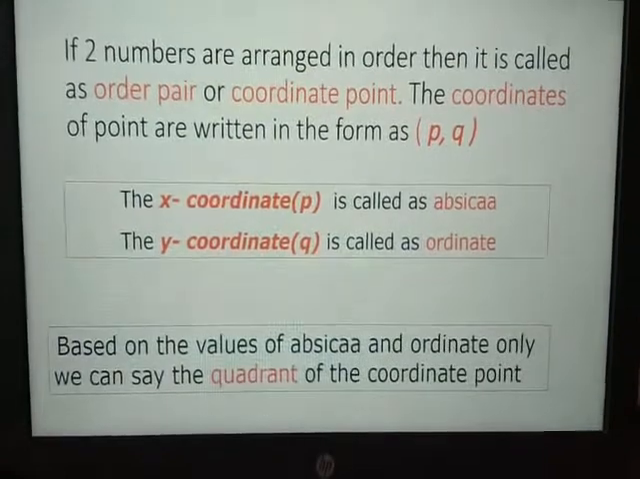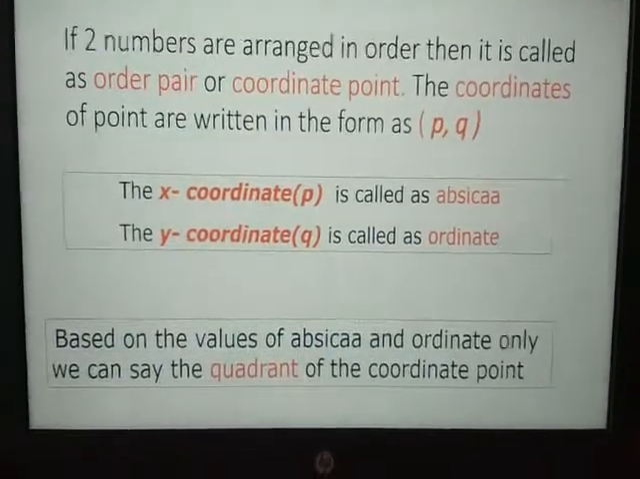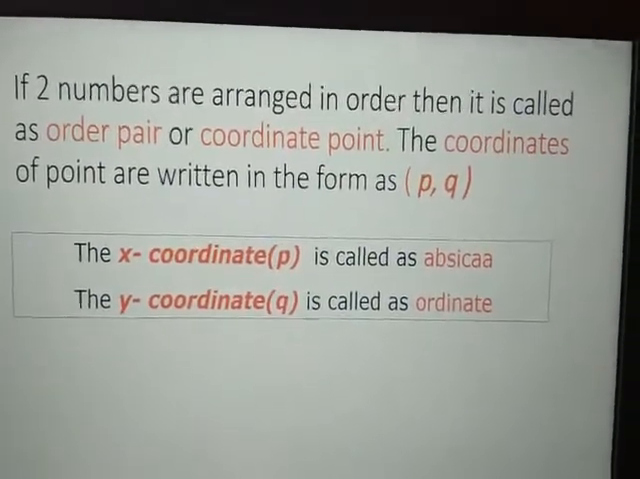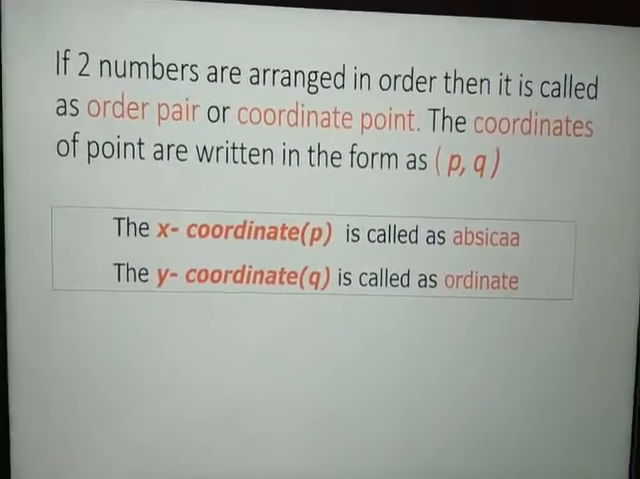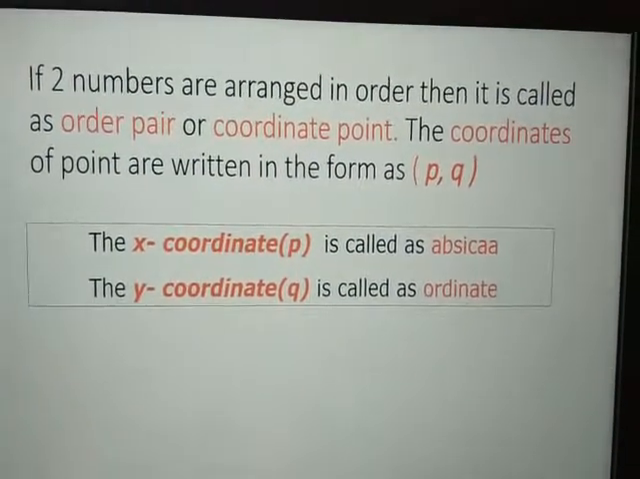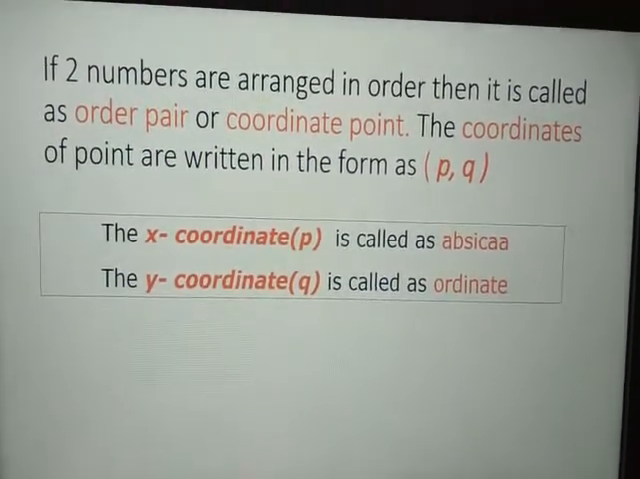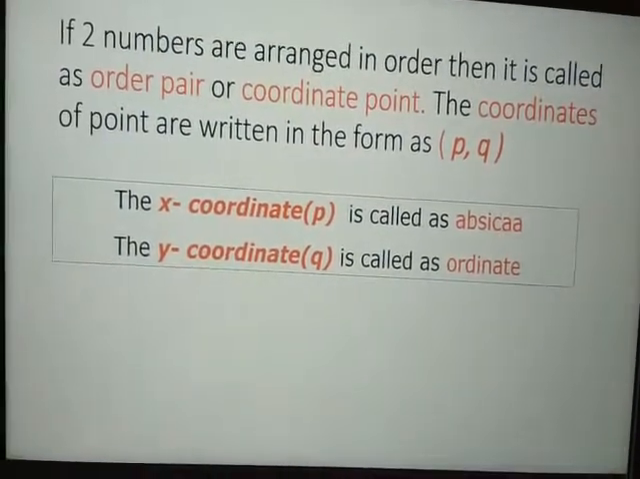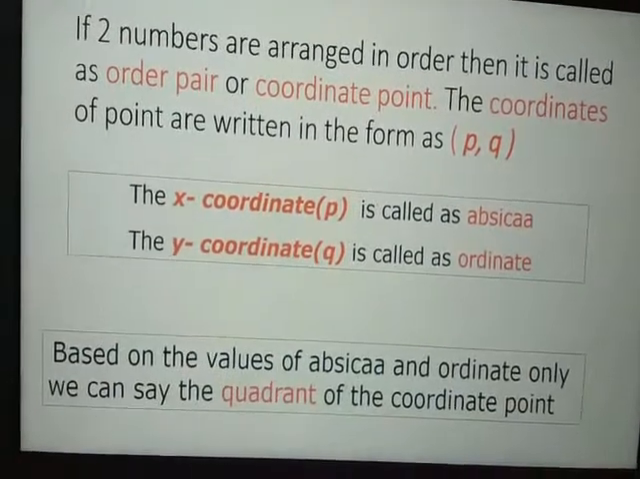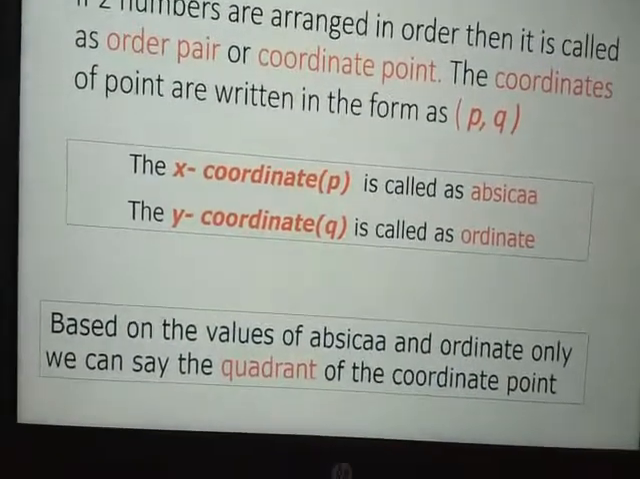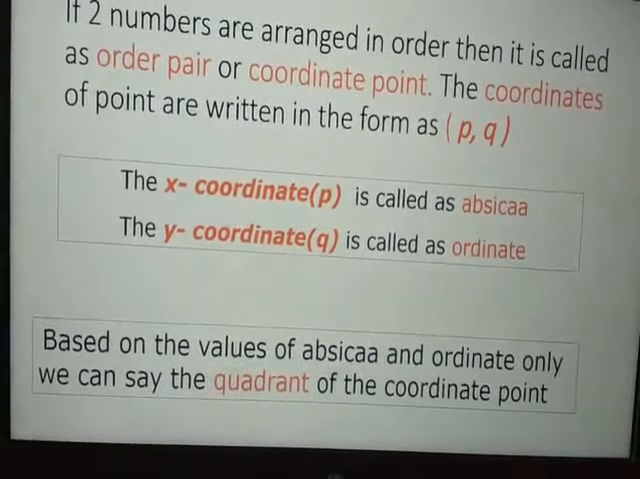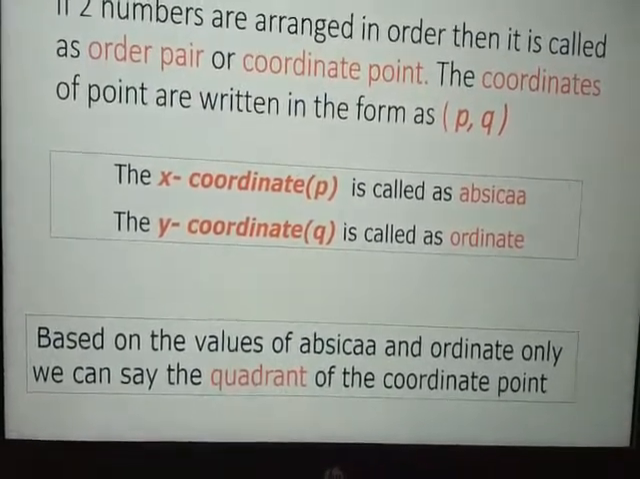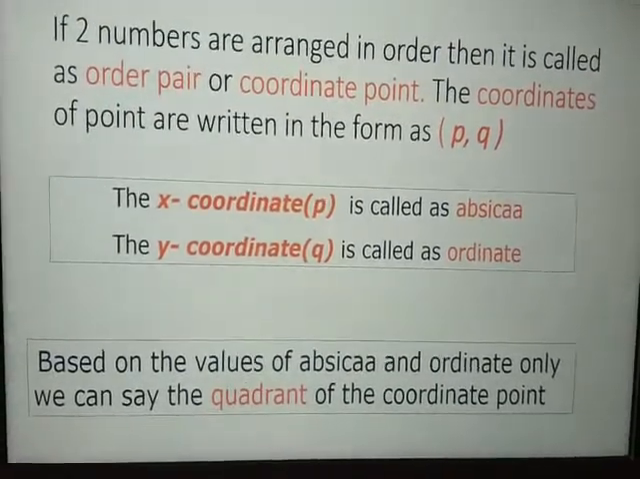Based on this abscissa and ordinate only, we can say the quadrant of the coordinate point. Based on these abscissa and ordinate values only, we say which quadrant the point belongs to, that is, whether it belongs to the first quadrant or second quadrant or third or fourth.